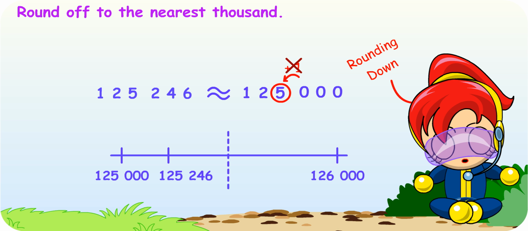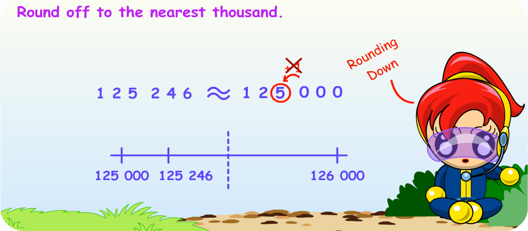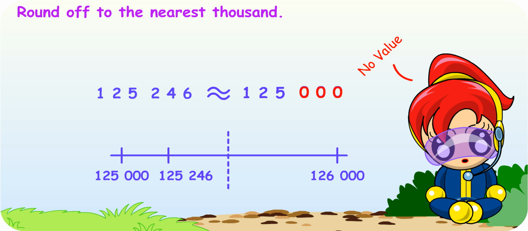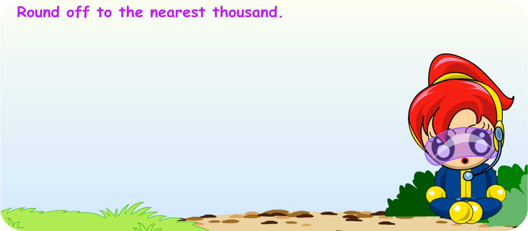Teacher, am I right to say that when rounding off a number to the thousands place, the number should not have any value after the thousands place? That's correct, Turbo Girl. One more question for you. Round off 13,802 to the nearest thousand.